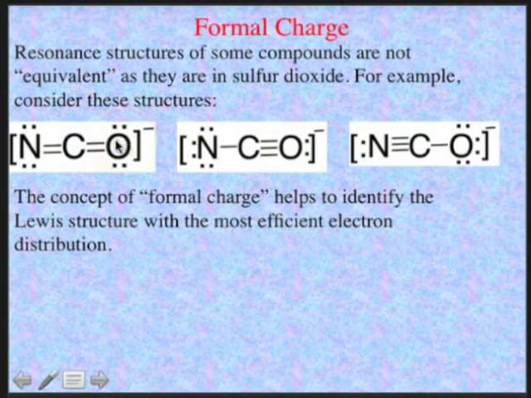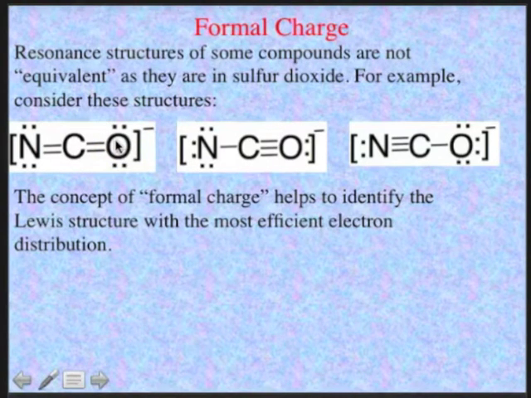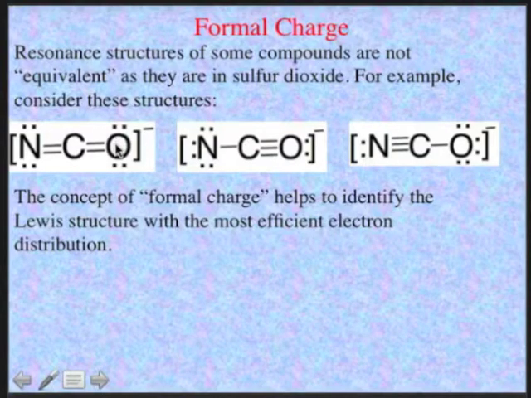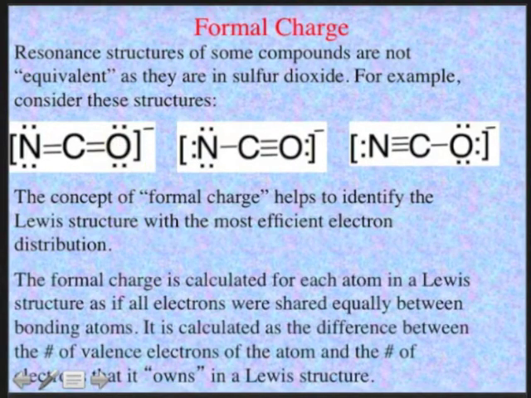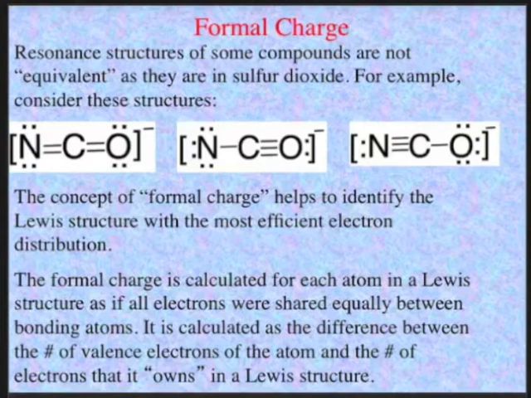Is there a way to tell which depicts the electron distribution in the most efficient way? There is a way, and it's called the formal charge. It's calculated for each atom in a Lewis structure as if all electrons were shared equally between bonding atoms. It's calculated as the difference between the number of valence electrons of the atom and the number of electrons that it owns in a Lewis structure.